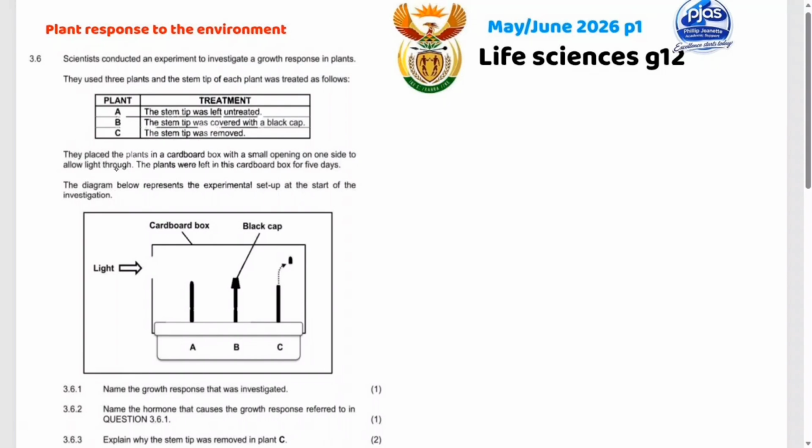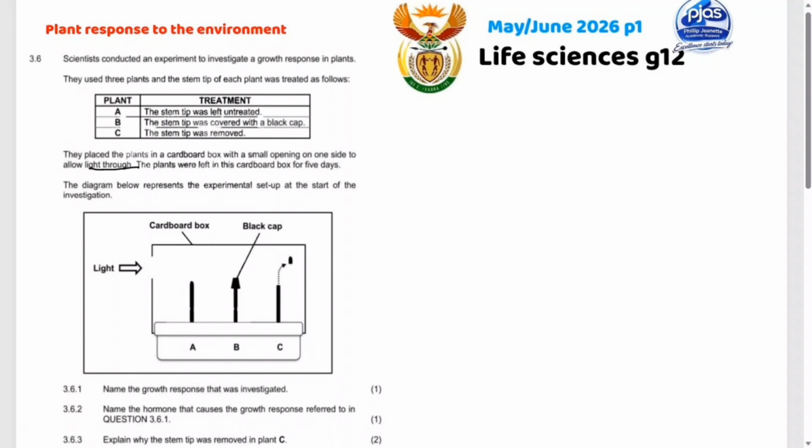They placed the plants in a cardboard box with a small opening on one side to allow light through. Remember now, good people, we have tropism. Tropism is the growth of a plant in response to stimuli. Stimuli is something that is being detected environmentally. So plants will respond in 2 ways: phototropism and geotropism. Wherever you hear light, think of phototropism, because photo means light.